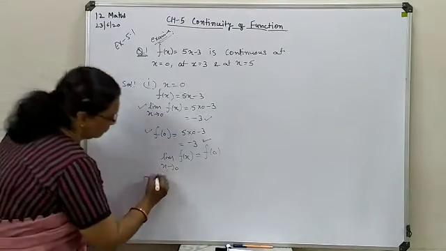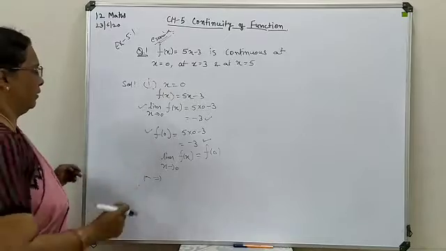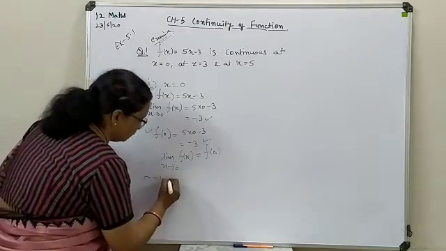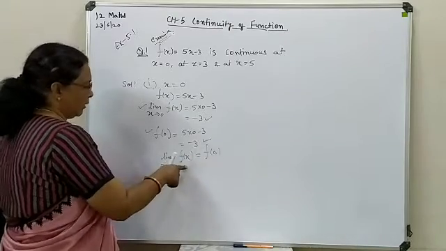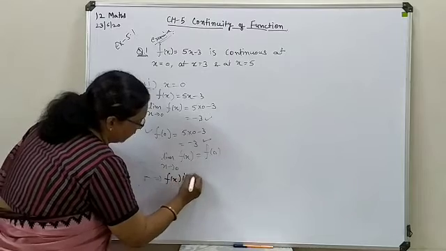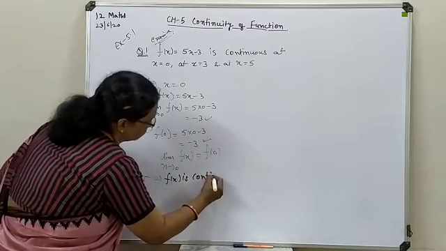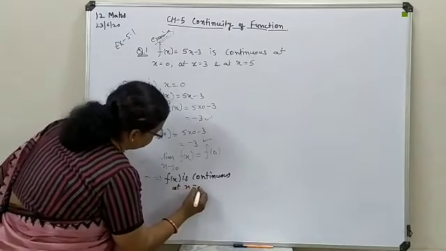That means, now here we conclude that limit x tends to 0 f(x) is the same as f(0). That means your function is continuous at x is equal to 0.